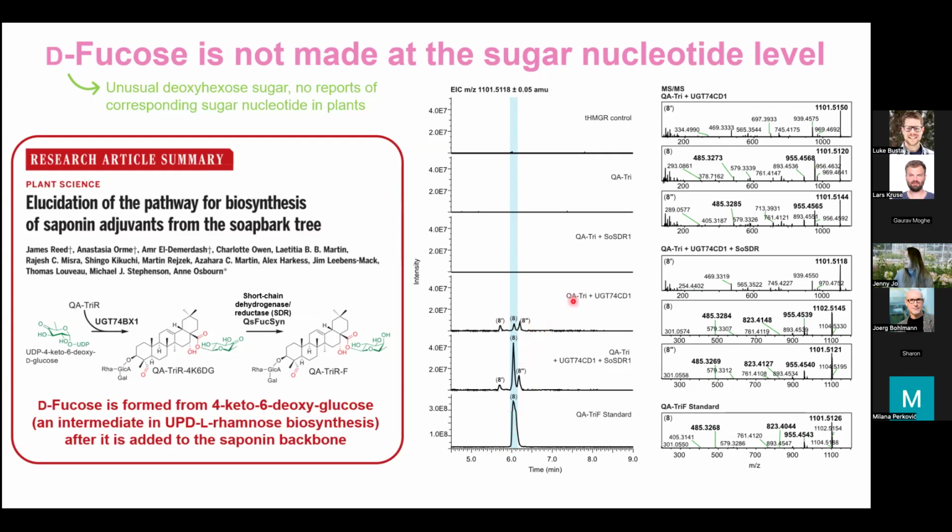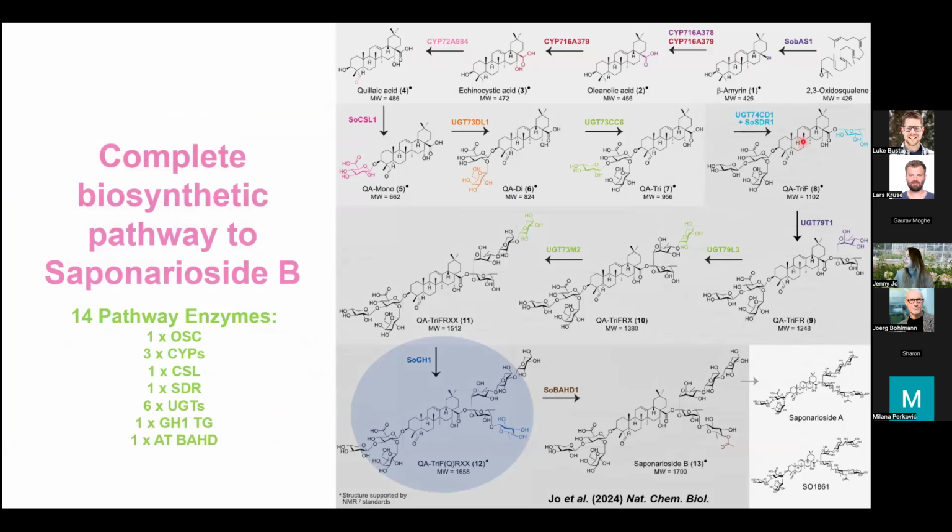And then it's only when we add the UGT as well as the SDR that we see this increased boost of the saponin compound with the additional fucose. So the addition of fucose in soapwort follows a similar mechanism to Chiara. After the addition of the fucose, we have an addition of a rhamnose and two xyloses by UGTs.